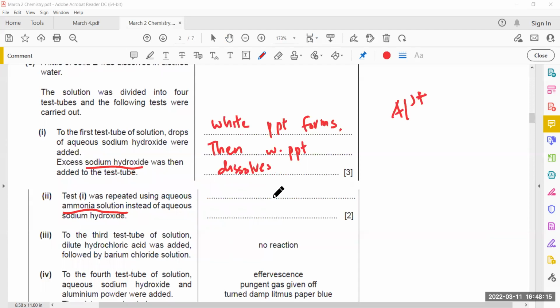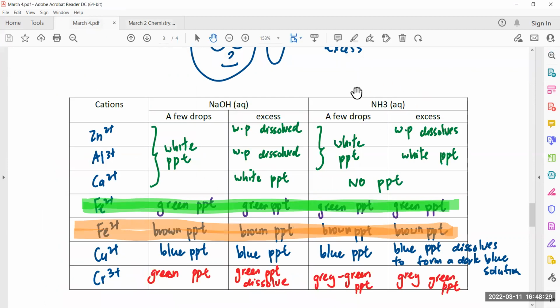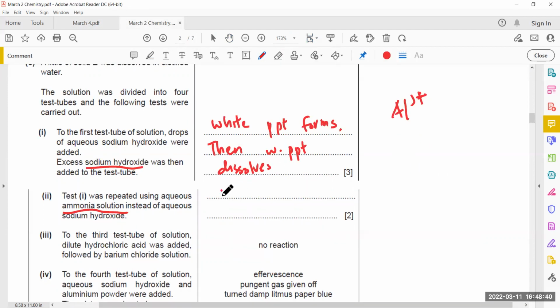Now, next question. Aqueous ammonia solution. So here, ammonia. Few drops, same answer, you see? White precipitate. But then when you add excess, it's still white precipitate. So literally all you have to write is white precipitate forms. White, 1 mark. Precipitate, 1 mark. You get 2 marks.